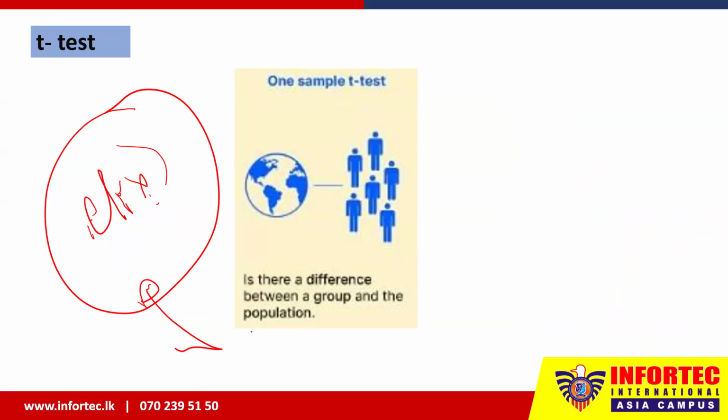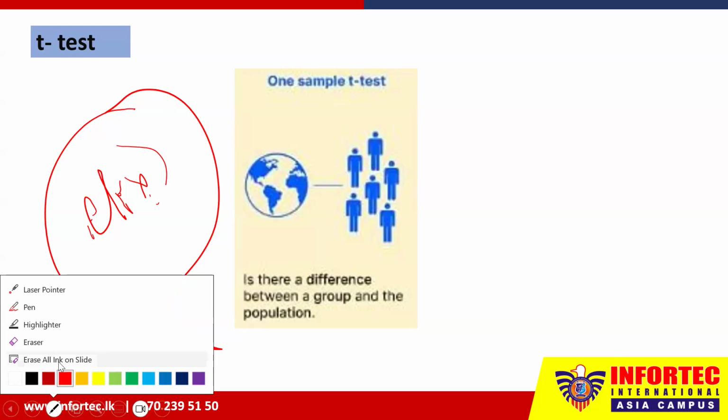Is it clear regarding the one sample t-test before moving to the two sample case? Is it clear?